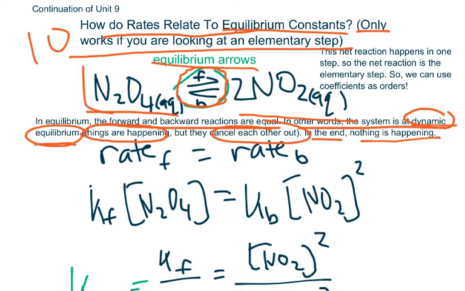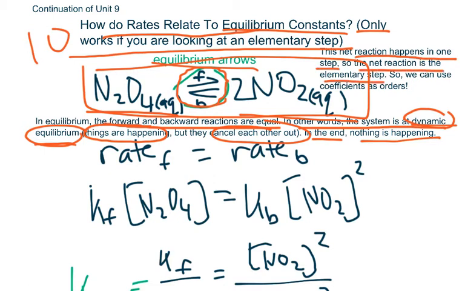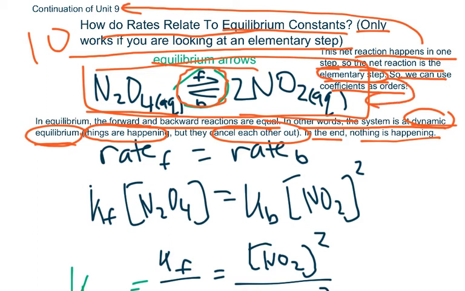So we have this reaction, and let me tell you a little secret about this reaction. For our purposes, this net reaction happens in one step. So the net reaction is the elementary step. So we can use the coefficients as orders, since this is directly from Unit 9, where by looking at elementary steps, we can determine the rate law. And since this is an elementary step, we can determine the rate laws for the forward and backward reactions.